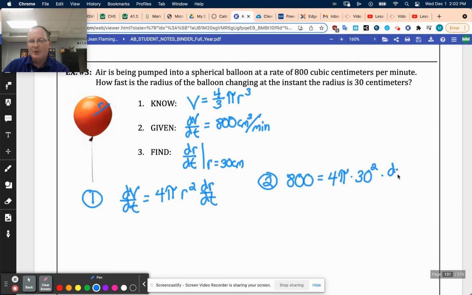All right, so all we've got to do is divide. I'm sure it'll reduce. We're going to have a pi in the denominator. And this is the rate at which the radius is changing, so that's going to be a linear unit. This is going to be centimeters squared, and this has centimeters cubed. So when I divide them, I'll just have centimeters. All right, so what is this?